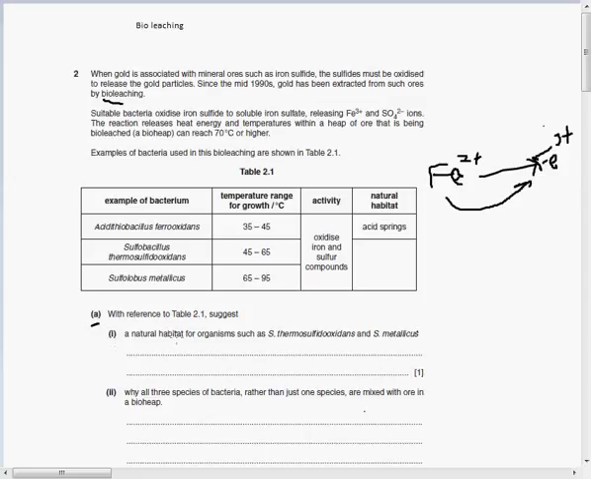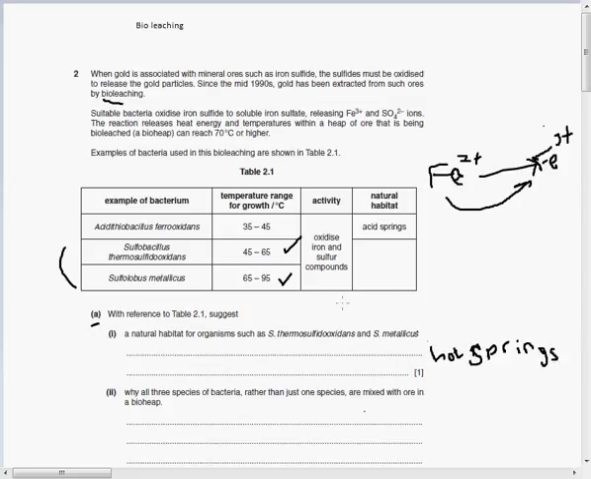suggest a natural habitat for organisms such as Sulfobacillus thermosulfidooxidans and Acidianus brierleyi, these ones. You can see the temperature is 45 to 95, so it's a really high range. So this one should be in regions like hot springs, like in Arusha. Those are the kind of regions where these bacteria can be found, in the hot springs and so on.